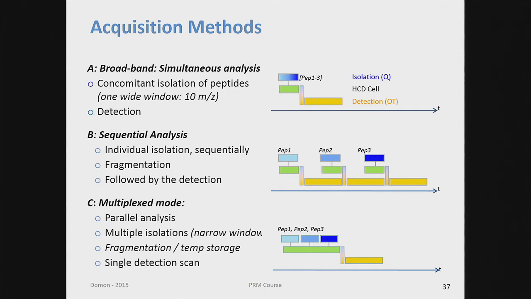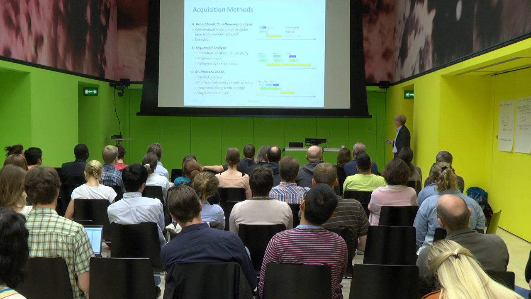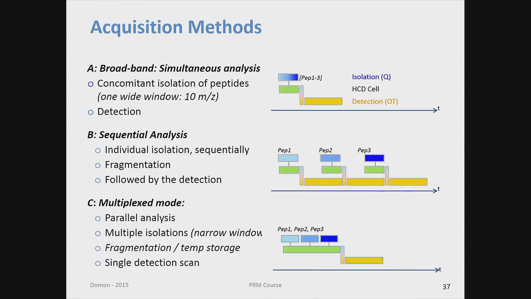The first one would be this one here, the natural one, right? You isolate a peptide, you fragment, you measure, and then you isolate the second one, measure it, and so on and so forth, right? That's probably not the most efficient way, in that the Orbitrap needs more time, you need time to get the ions from your peptides. So this is certainly not the most efficient way.